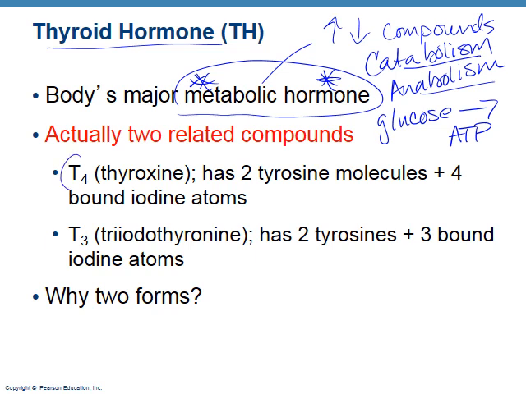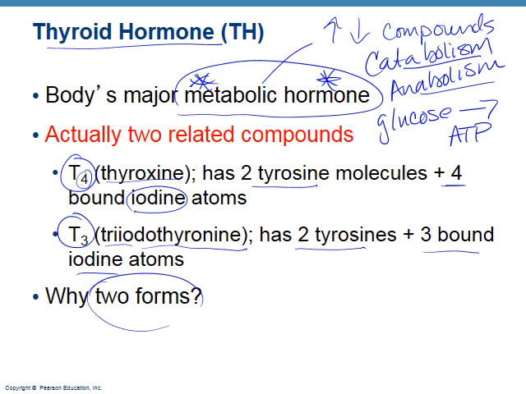So thyroid, we have 2. We keep talking about T3 and T4, so there are 2 different forms of thyroid hormone. One is thyroxine and the other one is triiodothyronine. If it's a T4, it has 2 tyrosine molecules and 4 iodine. If you're T3, you have 2 tyrosines and 3 iodines. So why 2 forms? Just think about this for a second. Redundancy usually means something. If we have 2 different hormones, there's a reason that we make them.